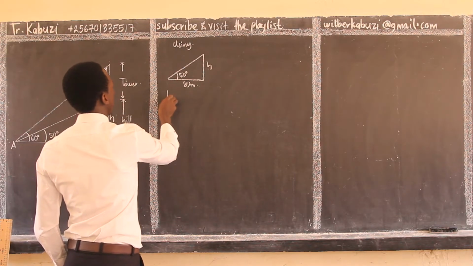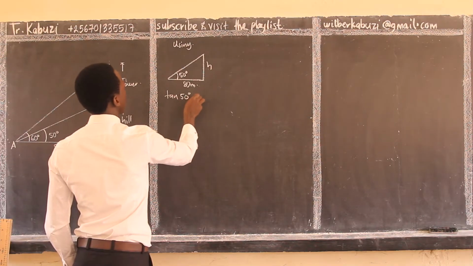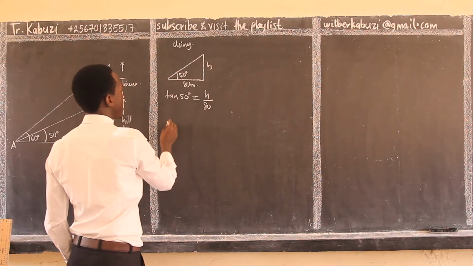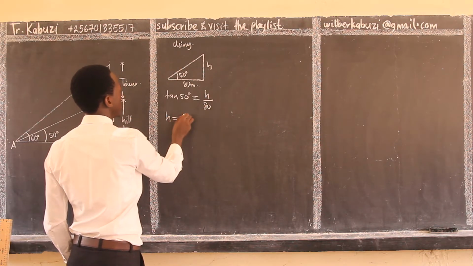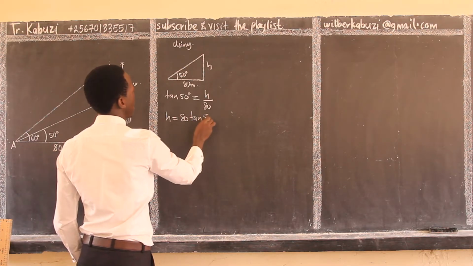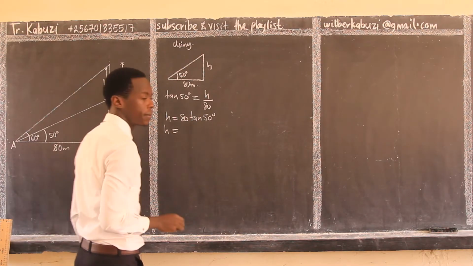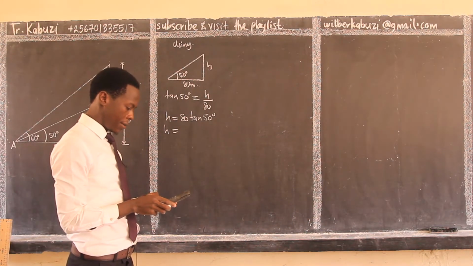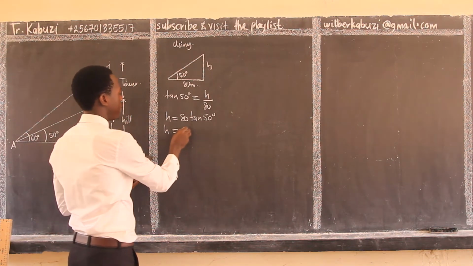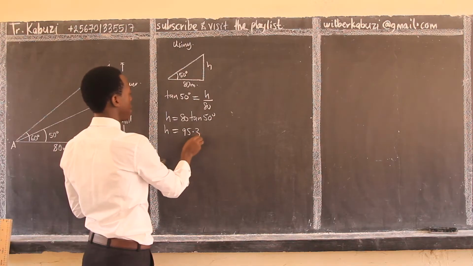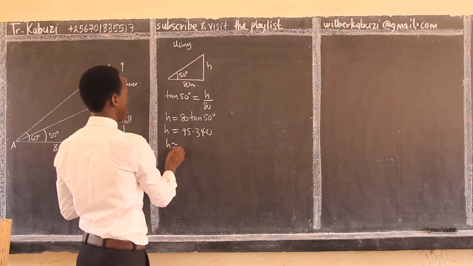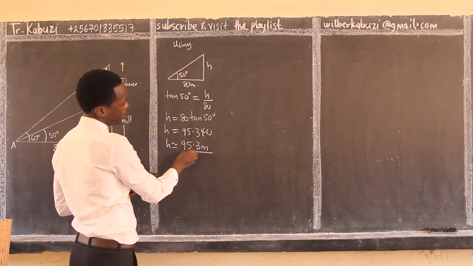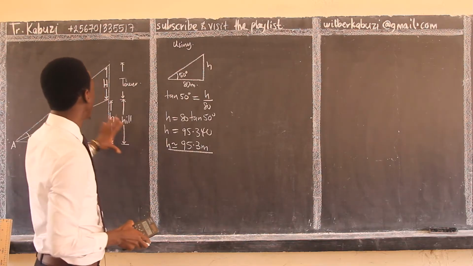So from here, my tan is going to be the opposite over the adjacent. So I multiply this here, my h will be 80 tan 50 degrees. So my h will be 95.340, which we can round, since in distance we always use one decimal place. So that is now the height of the hill.